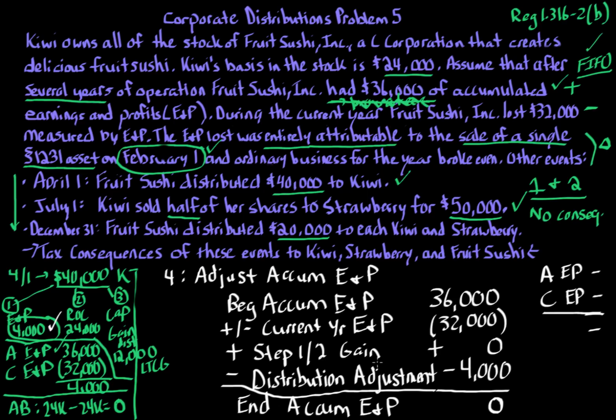So that's really everything that deals with these specific items. There's going to be more problems on the corporate distributions, but that really helps you go through the different situations with respect to when current EMP is positive or negative and accumulated EMP is positive or negative.